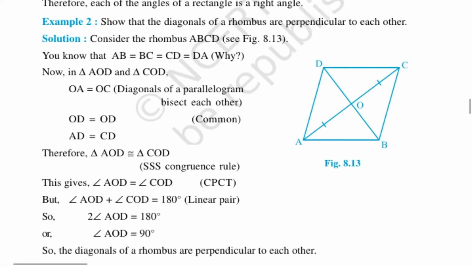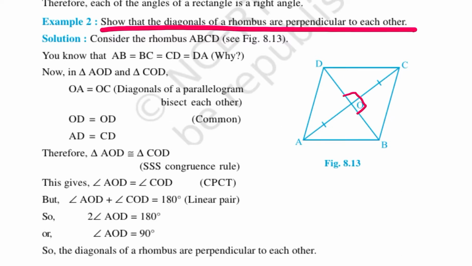Now let us take the second example. This also is a property. Show that the diagonals of a rhombus are perpendicular to each other. Perpendicular means 90. So if these are diagonals AC and BD, then they form 90 degree angles with each other. You can also say in other words that the diagonals of a rhombus bisect each other or intersect each other at 90 degrees.